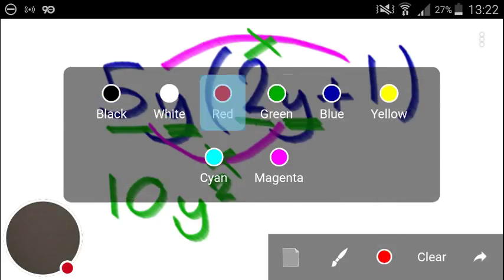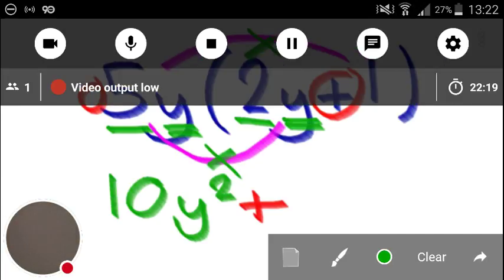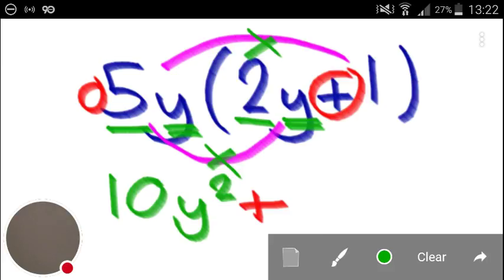Then I'd get the symbol. So I've got a plus there. There's nothing in front of that 5y, so that is a plus. I'll keep that as a plus. And then I will go back to my 5y and times it by 1. So I have 5y times by 1 gives me 5y. So my solution to that expansion is 10y squared plus 5y. Because 5y times by 1 gives me 5y again.